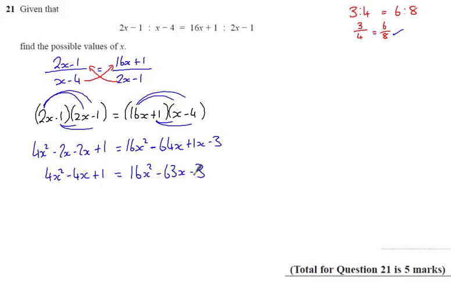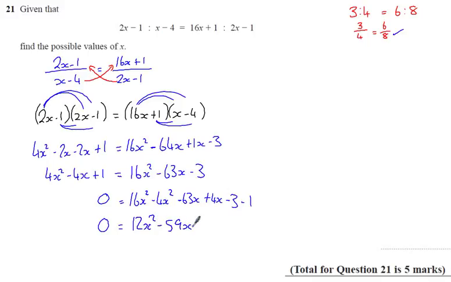Okay, so I need to bring these to one side, and I'm going to leave the 0 on that side. I'm just going to keep the positive 16x. So that is going to be 16x squared. Positive 4x becomes minus 4x squared when it's carried over. Minus 63x minus 4x is positive 4x. And minus 3 positive 1 is minus 1, which gives me 0 is equal to 12x squared minus 59x, just take your time there, and minus 3 take away 1 is minus 4.